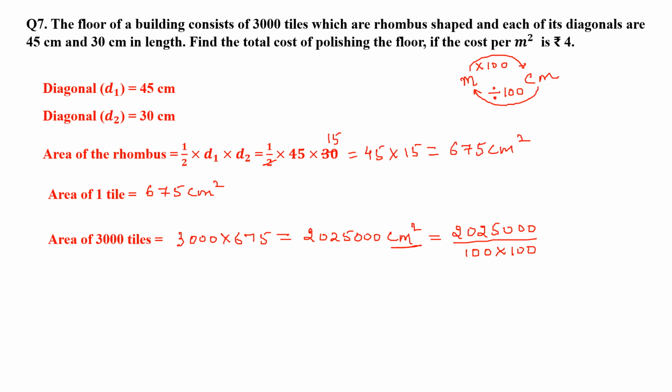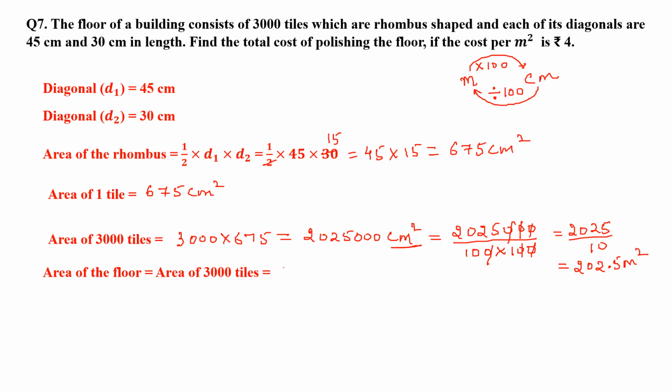If you divide one time by 100, it means you are converting only 1 centimeter to meter. But here it is centimeter square, so both the centimeters you have to convert into meter square. So now eliminate the zeros. Now it will become 2025 divided by 10, which will give 202.5 meter square. So now your area of the floor in meter square is 202.5 meter square.